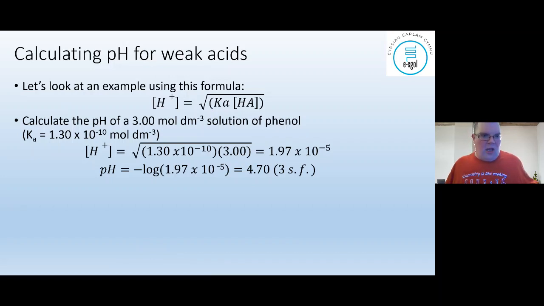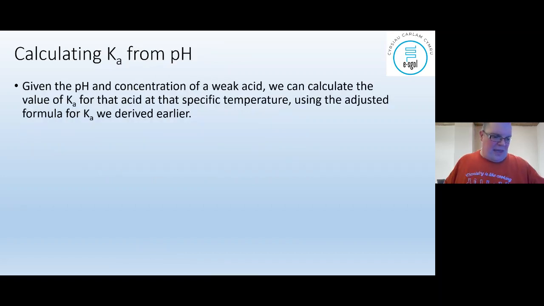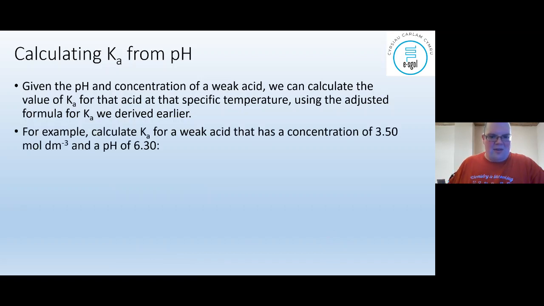Okay, so that's how to calculate the pH of a weak acid. Now, if we've got the pH of a weak acid and we've got the concentration, then we can calculate Ka, and this is probably an easier thing to do. We measure the pH using a pH probe or a universal indicator or something along those lines. We get a pH value and we can calculate the value of Ka. We just have to use the adjusted version of the Ka formula, which we used earlier.